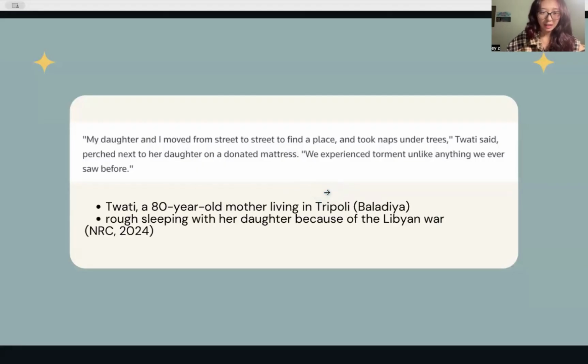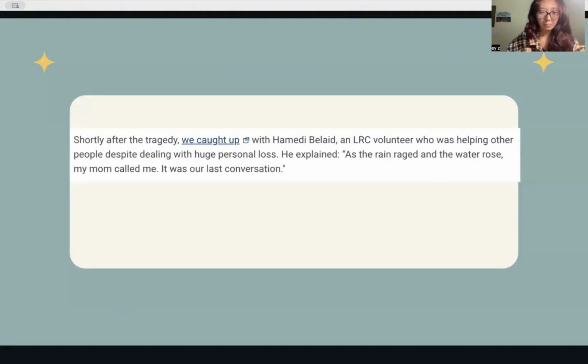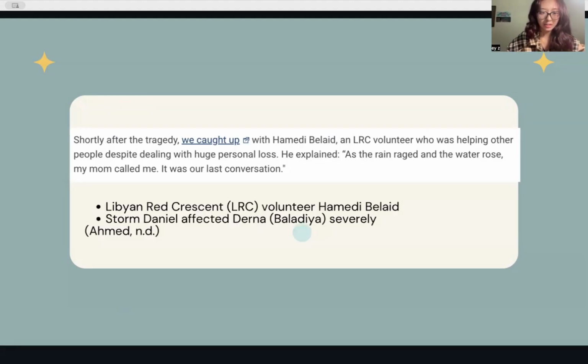This is Twati, an 80-year-old mother living in Tripoli. Because of the ongoing conflict in Libya, she and her daughter have been forced to sleep outdoors with no stable shelter. Also, another case coming back from the Libyan Red Crescent, LRC volunteer, reflecting that the storm Daniel has affected Dana severely, who is also one of the volunteers.